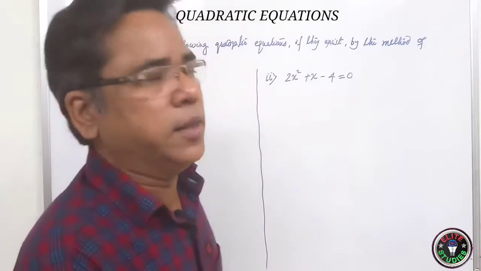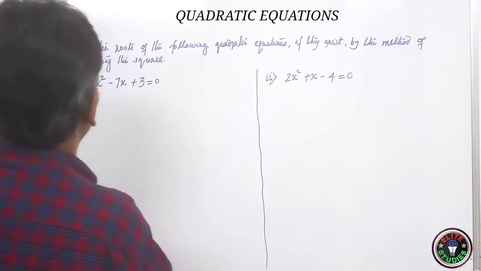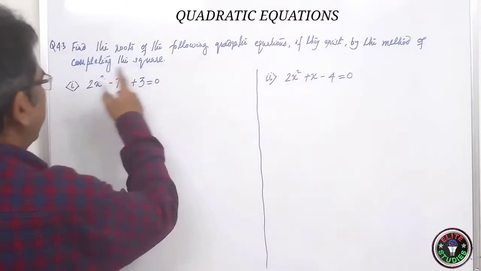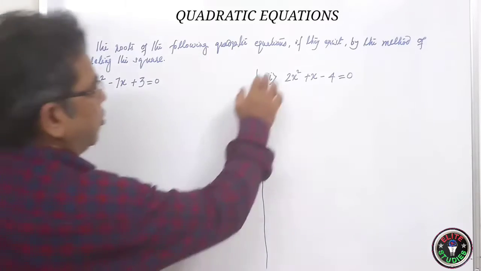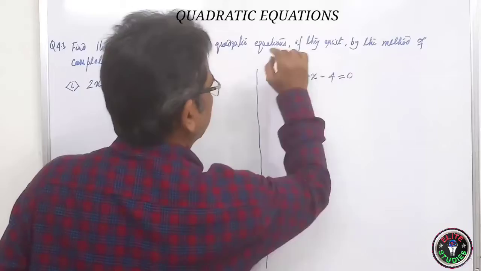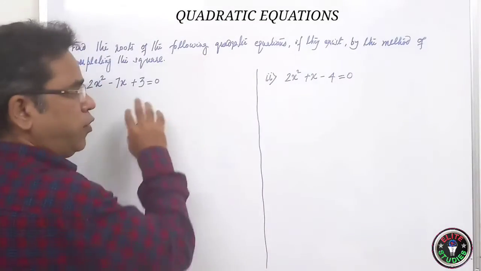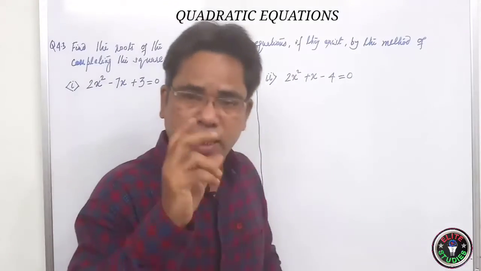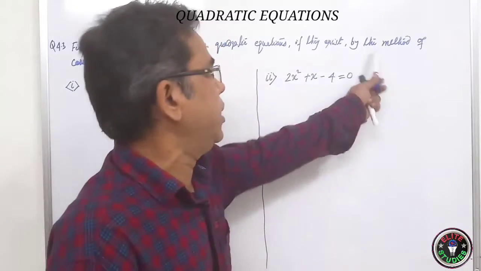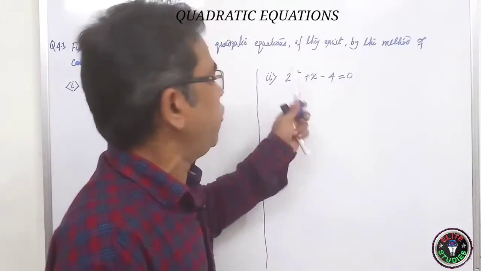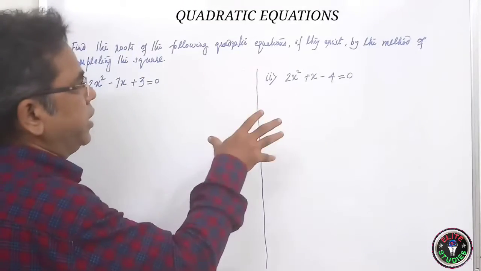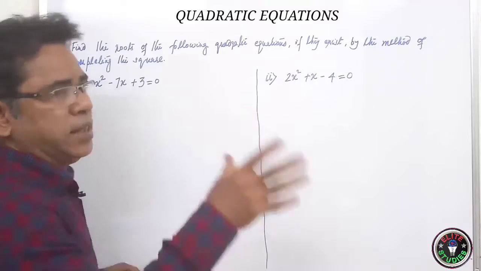So now let's start. The first question is, find the roots of the following quadratic equation, if they exist, by the method of completing the square. Now, what does "if they exist" mean? First of all, we have to know whether the roots exist or not. If they exist, then only we will find the roots by the method of completing the square. Let us see what the criteria is to know whether the root exists or not.